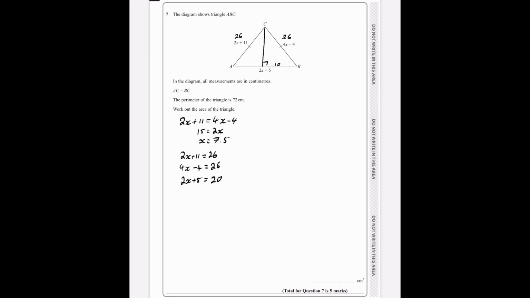The 10 on the right, we've got a 26 as the hypotenuse, and so using Pythagoras, we can find that perpendicular height, 26 squared minus 10 squared, and then square root it, comes out as 24. So the perpendicular height of the triangle is 24, and so a half times base times perpendicular height. Half times 20 times 24 gives us an area of 240 centimetres squared.